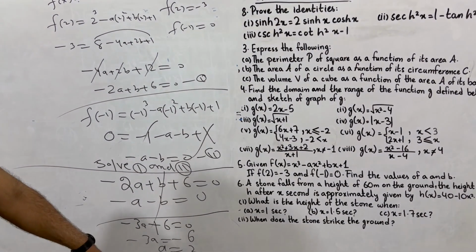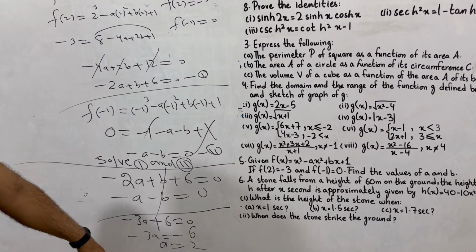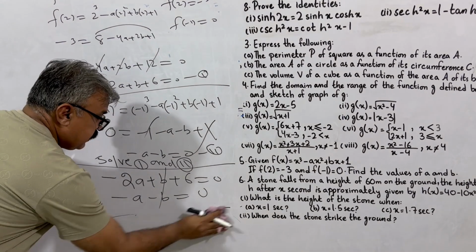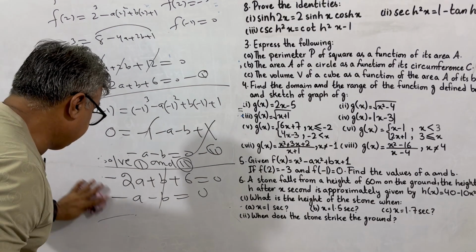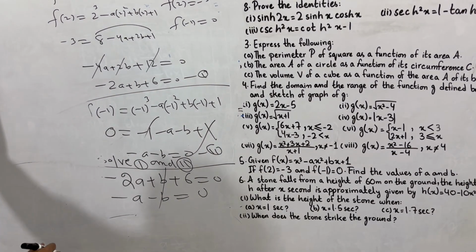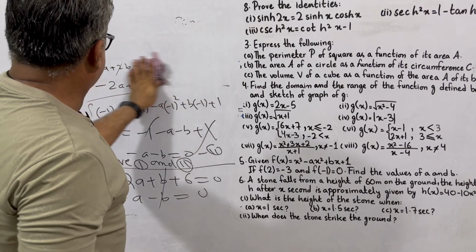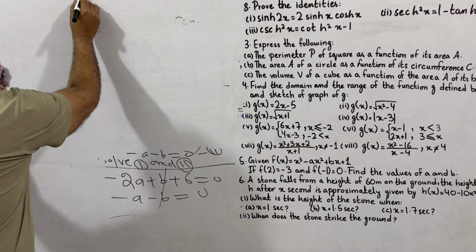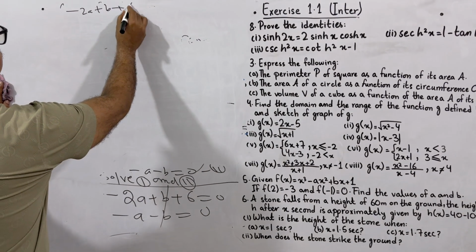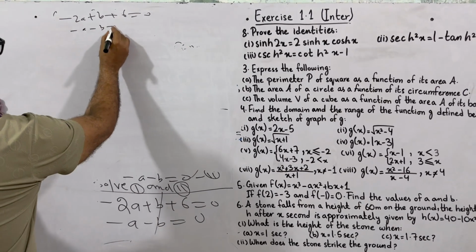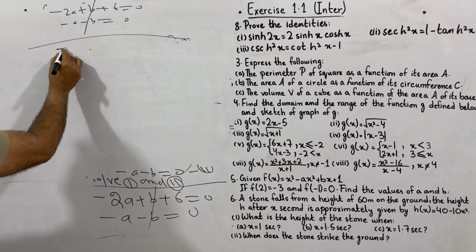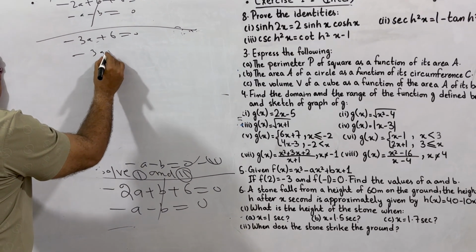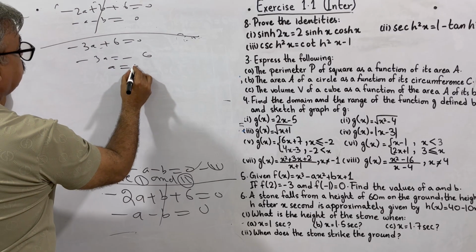Put in any equation. May I do it again? Yes, there is a little space. I crossed the frame, so I am solving this again. Solve 1 and 2, that is minus 2a plus b plus 6 is equal to 0, and minus a minus b is equal to 0. Add up: minus 3a plus 6 is equal to 0. Minus 3a is equal to minus 6. a is equal to positive 2.